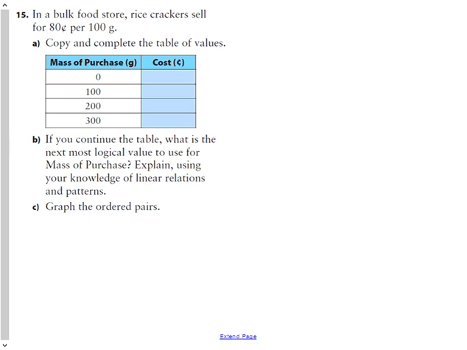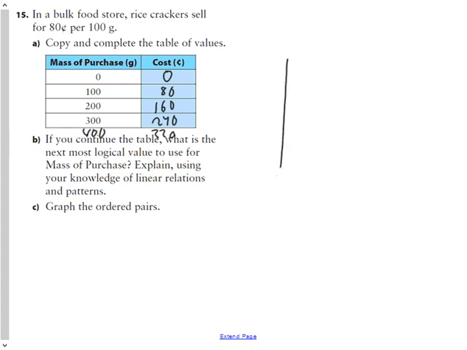In a bulk food store, rice crackers sell for 80 cents per 100 grams. Copy and complete the table. So, if it's per 100 grams, if you bought 0 grams, it would cost you no money. If you bought 100 grams, it would cost you 80 cents. If you bought 200 grams, it would cost you 160 cents or $1.60. If you bought 300 grams, it would cost you 240 cents or $2.40. If you continue the table, what is the most logical value for the mass of purchase? Of course, 400 would be the next logical value. And what would its cost be? It would be an extra 80 cents, which is $3.20 or 320 cents.